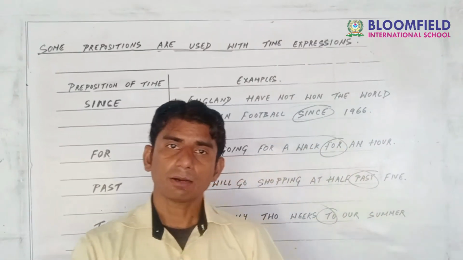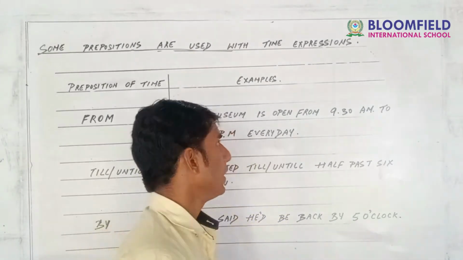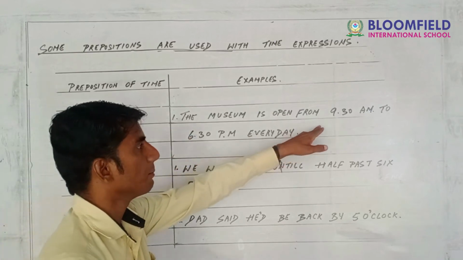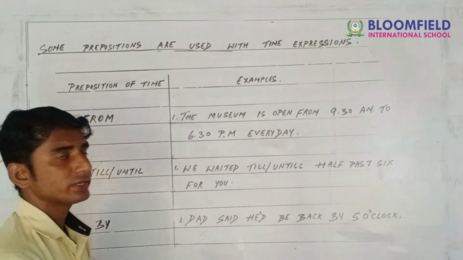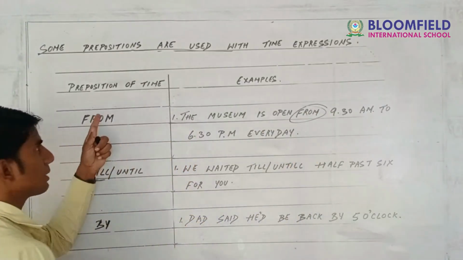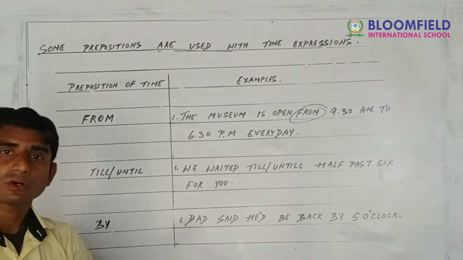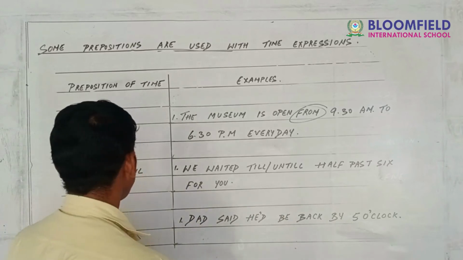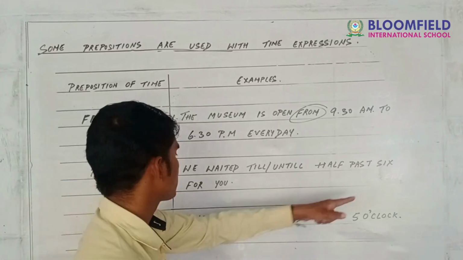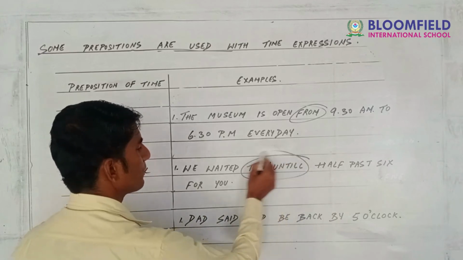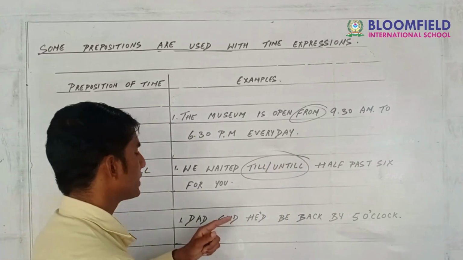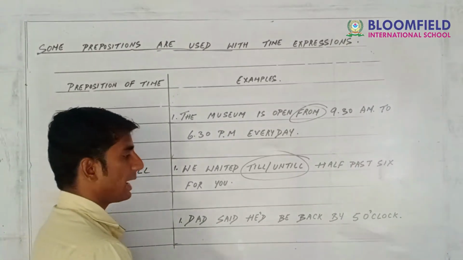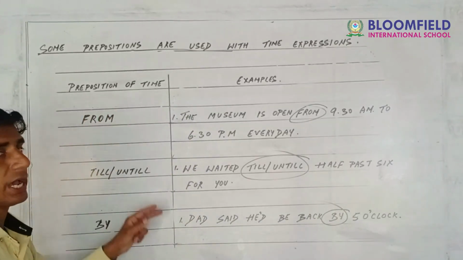Now come to the next. Preposition of time, from: the museum is open from 9:30 a.m. to 6:30 p.m. every day. So from is a preposition of time. Next, till or until: we waited till or until 6:30 for you. Next, by: Dad said he had to be back by 5 o'clock. So by is a preposition of time.